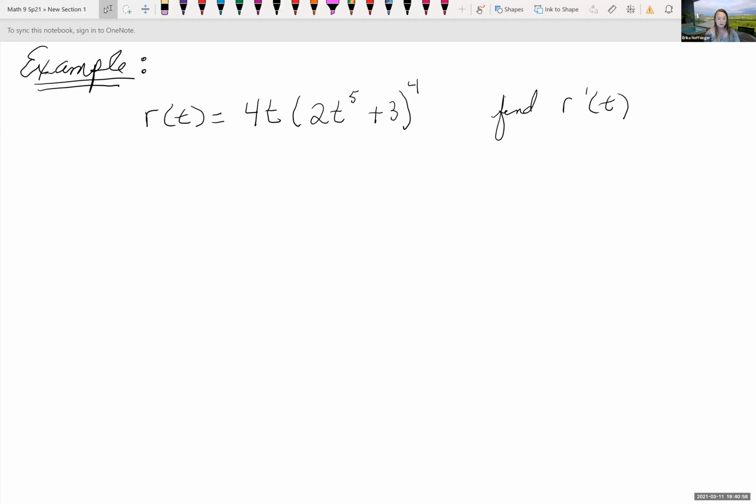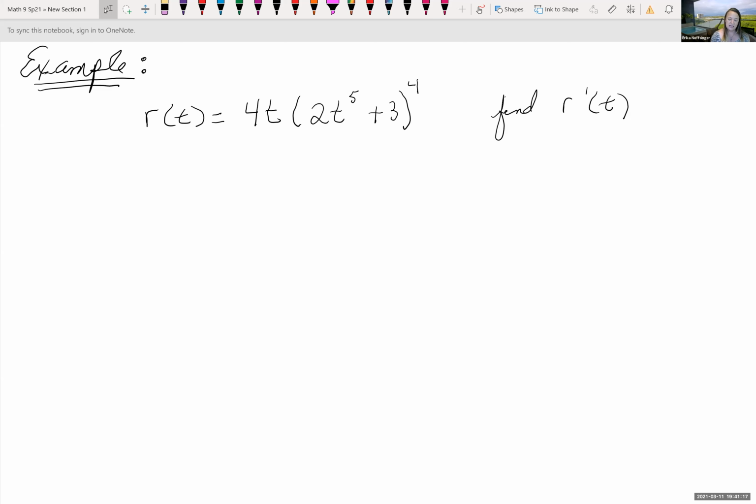So the next example, we want to find the derivative of r of t. r of t is defined as 4t times the quantity 2t to the 5th plus 3, and then that quantity is raised to the 4th power. And so think about what rules you need to apply when doing this.